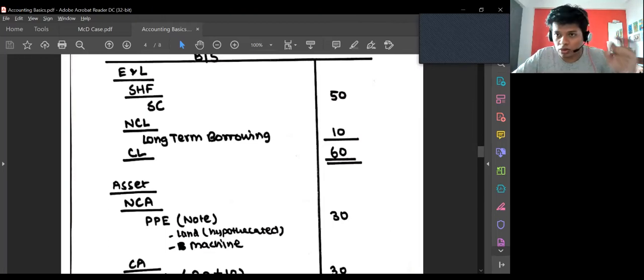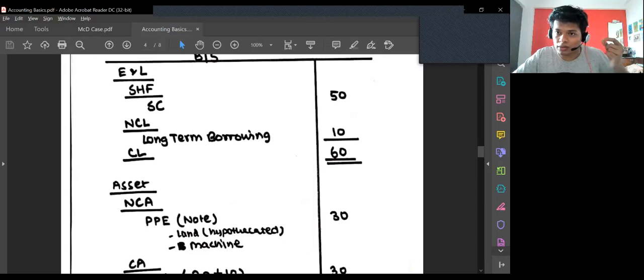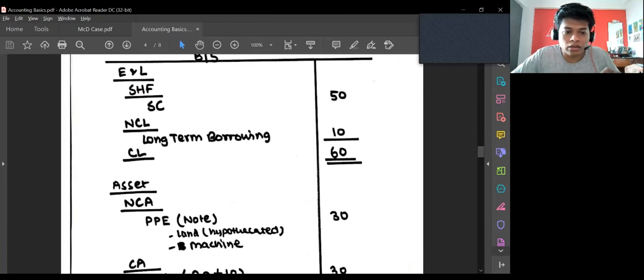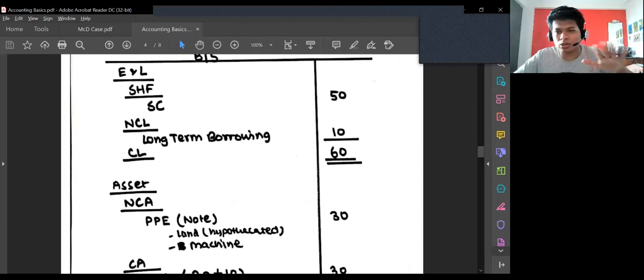So just for disclosure purposes, when I make my notes to accounts, I write that land is hypothecated against long-term borrowing, so that when my shareholders or any other stakeholder is seeing the balance sheet, they'll know, okay, we have a land, but that land is at risk because in case I don't pay the borrowing, this land might not be there. Okay, so this is very important. This is a disclosure only, it does not reduce the amount or value of land.